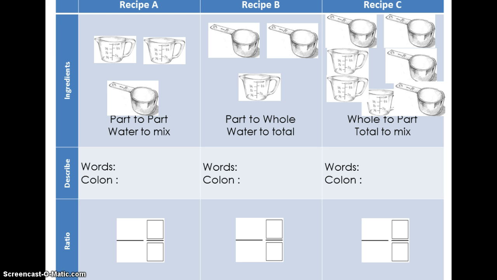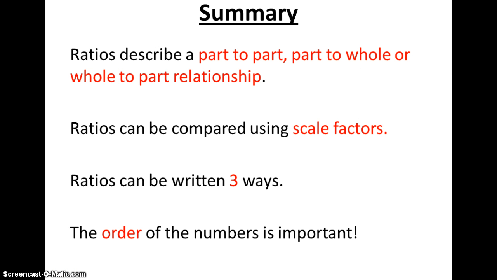Recipe B is asking you to look at a part-to-whole relationship, specifically water compared to the total amount of ingredients. Again, write that in words, then write that with a colon in between, and then finally as a fraction. Recipe C is asking for a whole-to-part relationship, which is your total to your mix. Again, write that in words first, then with a colon, and then also represent that ratio as a fraction. Those are the practice problems that you need to complete today, so you need to make sure that this is filled in before you come to class.